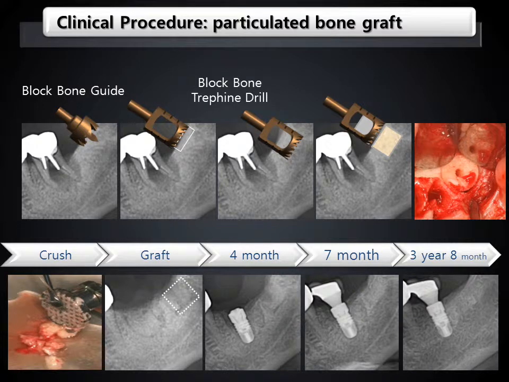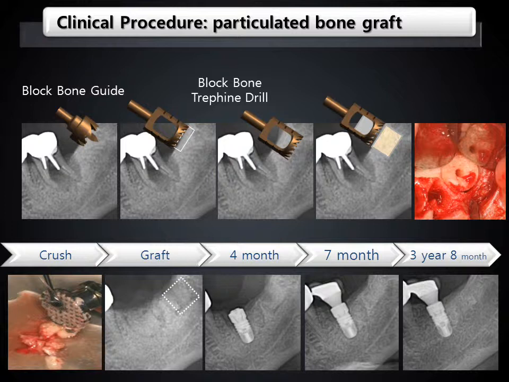The block bone was crushed for the particulated bone graft with the bone crusher instrument. The particle size was from 1 to 3 mm in diameter and the thickness was below 2 mm. In the defect, the particulated bone graft and coil BMP were filled, and the donor site was filled with HA-TCP bone graft. On 4 months after graft operation, implant was placed.